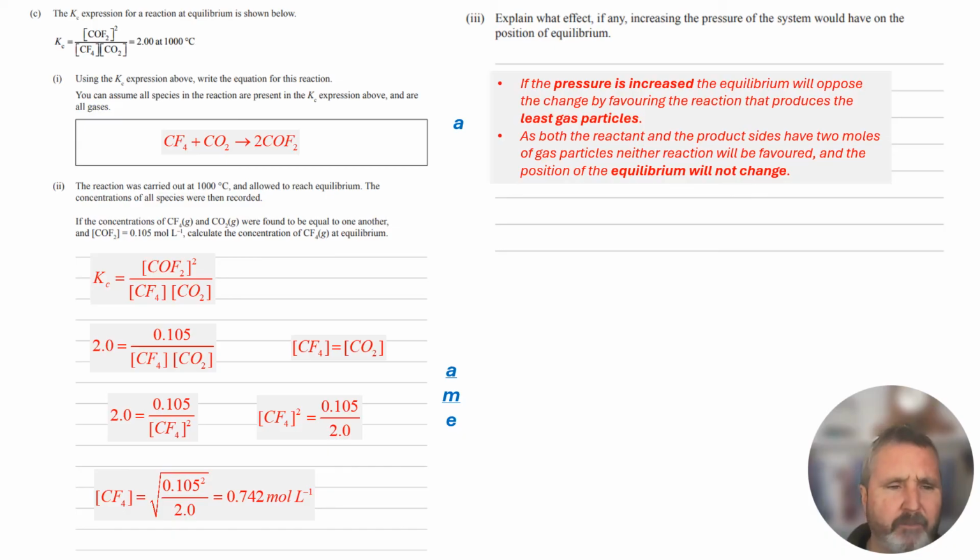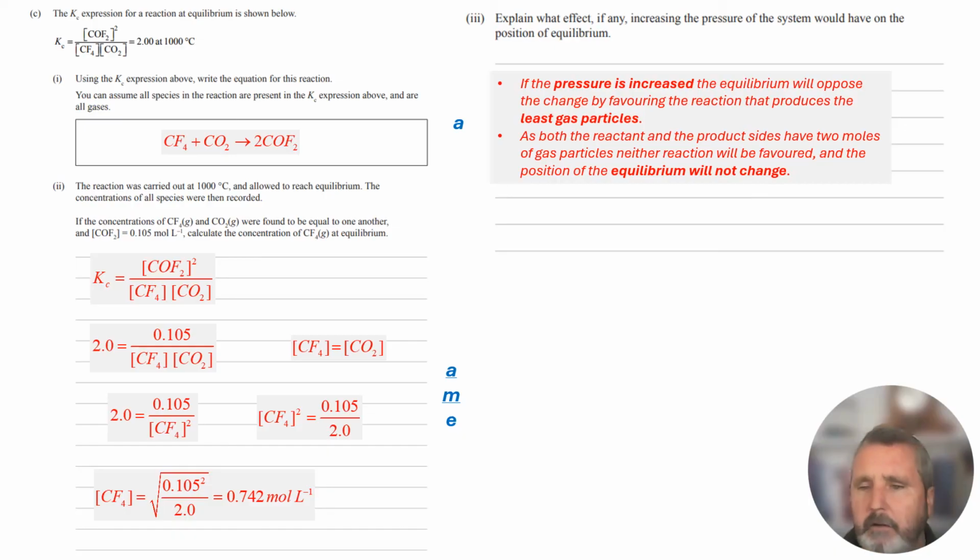If we look back further in the paper and we find out that COF2 is in fact not a gas, that answer would be different. But because I've just looked over onto this page that I'm on and I've made the assumption that this is a gas, then my answer is true. And look, it will be marked as true as well.